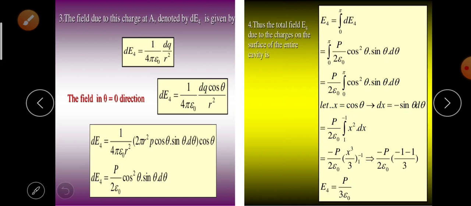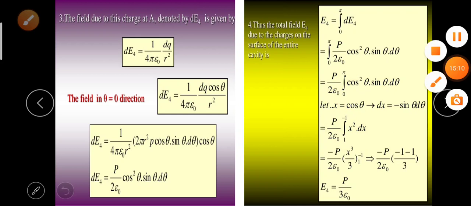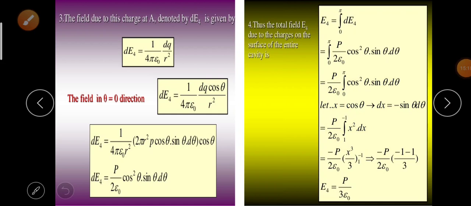The field in the θ equal to 0 direction: dE4 is equal to 1 by 4π epsilon naught dq cos θ by r squared. dE4 is equal to 1 by 4π epsilon naught r squared into 2π r squared P cos θ sin θ dθ. Now dE4 is equal to P by 2 epsilon naught into cos squared θ into sin θ dθ.